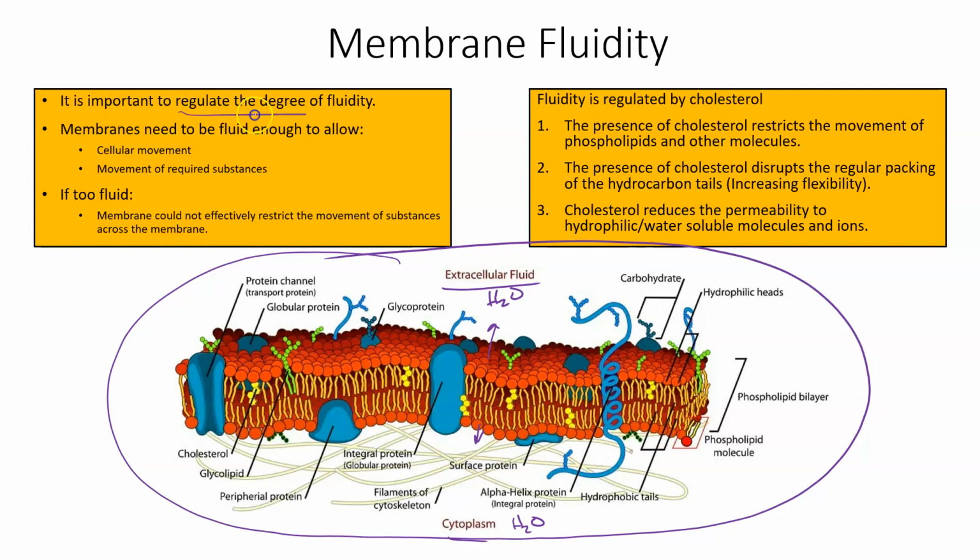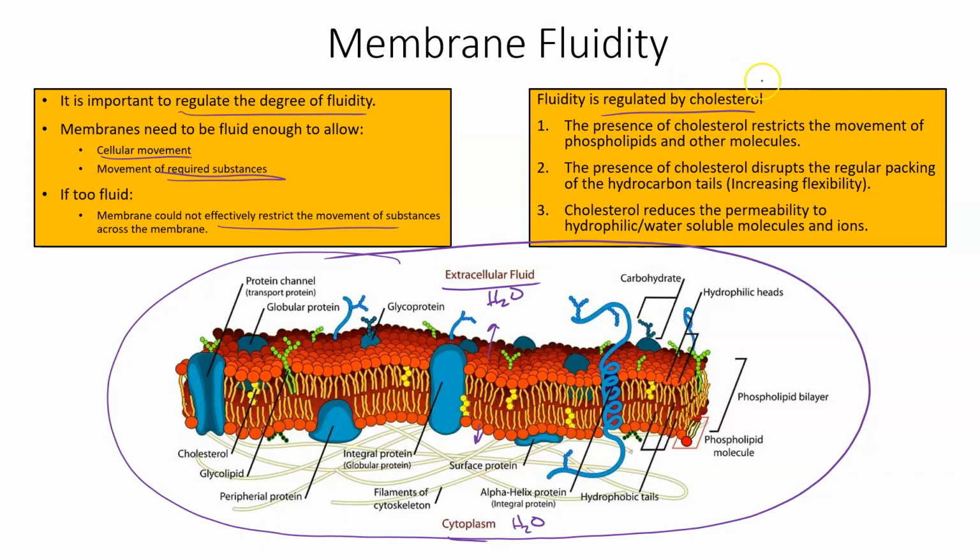It is important to regulate the degree of fluidity, and the way that it does that is through cholesterol. So fluidity is regulated by cholesterol. You have to be fluid enough to allow cell movement. The cell has to physically be able to move. We also have to be able to move the required substances, but if the membrane is too fluid, you can't adequately regulate the movement in a controllable way, and so you can't restrict movement of substances across the membrane. Things would just be able to push their way in. The cell wouldn't be able to hold a very structurally supportive shape.